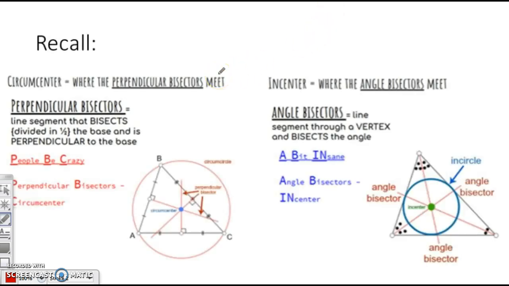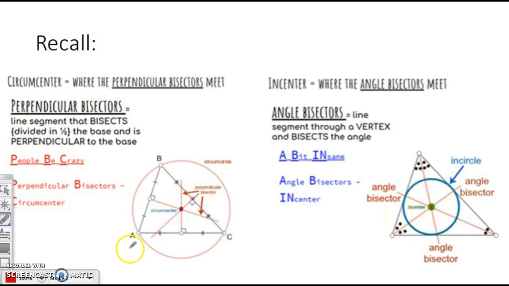Okay, so before you take this quiz, here's what you need to remember. The perpendicular bisectors create the circumcenter. The angle bisectors create the incenter. And the circumcenter is the center of the circle that goes on the outside of the triangle through the vertices, whereas the incenter is the center of the circle where the circle is inside the triangle, touching each side.